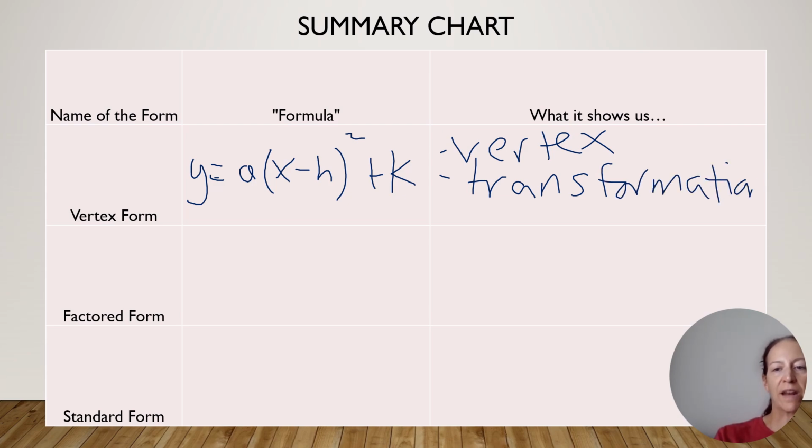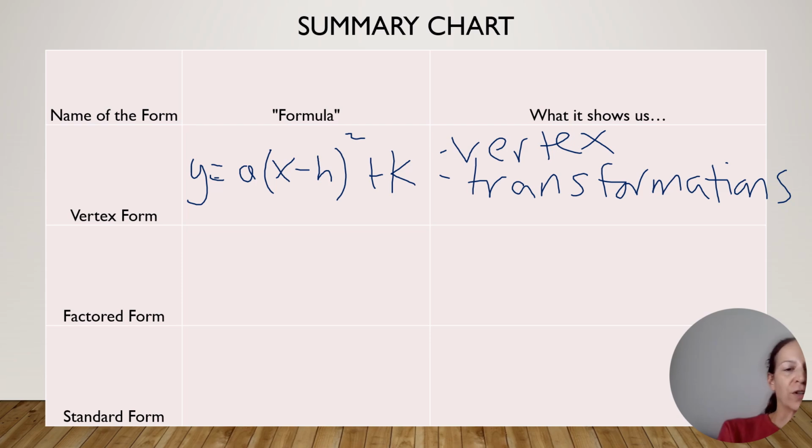Give me a second to write that in there. And by that, what we mean is the left, the right, the up, the down, whether or not it is flipped, whether it's dilated, meaning it is stretching or compressing, and so forth. So your vertex form is the form where you can most easily see those transformations.